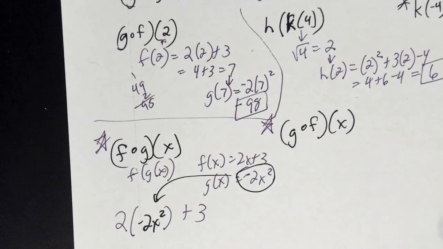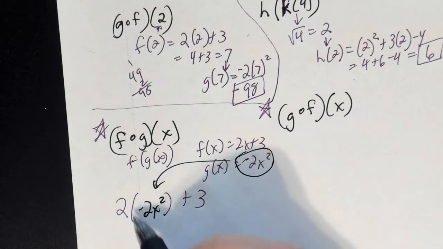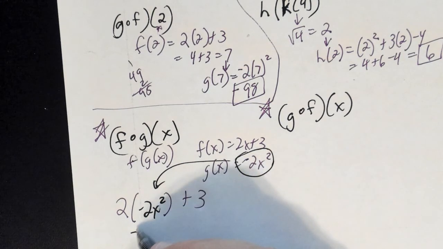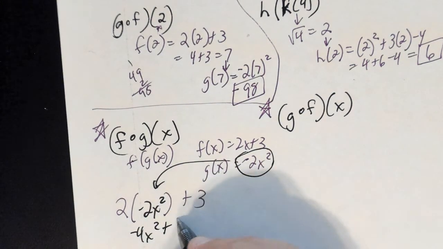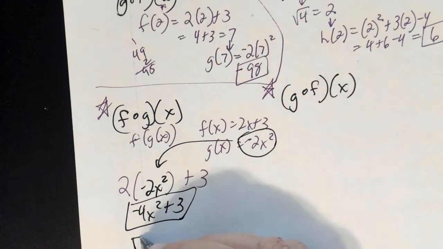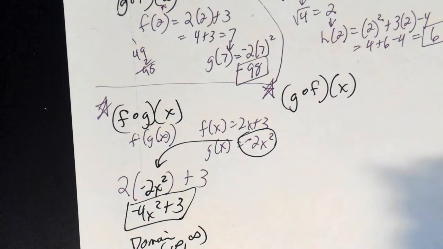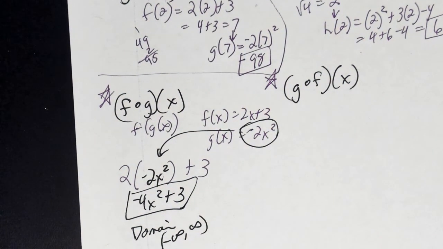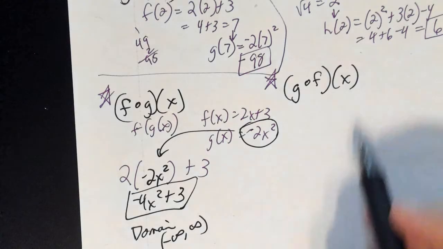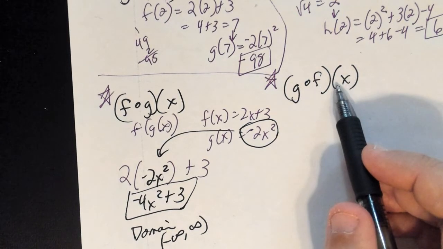Okay? So as we simplify, this would be -4x squared plus 3. And there is my f of g of x. And then its domain would be all real numbers because there's no look-fors there. Okay? Now, what if I want to find g of f of x? Would that give me the same answer or a different answer?